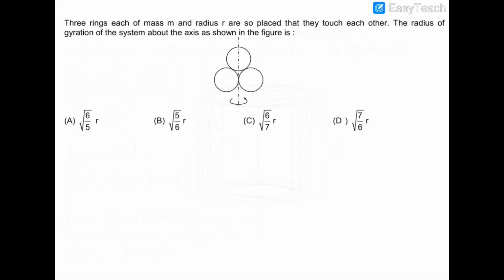In this question, there are 3 rings of same radius and same mass which are placed in a plane in such a way such that all of them are touching each other. Now we have to find out the radius of gyration of this system about this axis. So first of all, let us calculate the moment of inertia of this system about this axis. So let us name the rings as this is 1, this is 2, and this is 3.